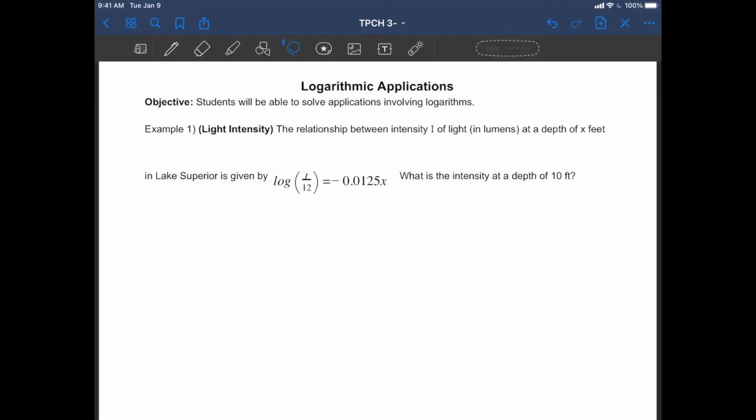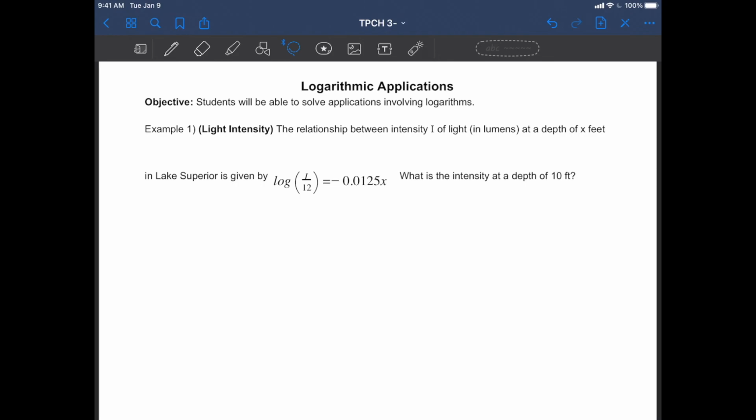All right, so let's look at some logarithmic applications. Students will be able to solve applications using logarithms. Example 1, light intensity. The relationship between intensity I of light in lumens at a depth of x feet in Lake Superior is given by the log of I divided by 12 equals negative 0.0125 times x. What is the intensity at a depth of 10 feet?